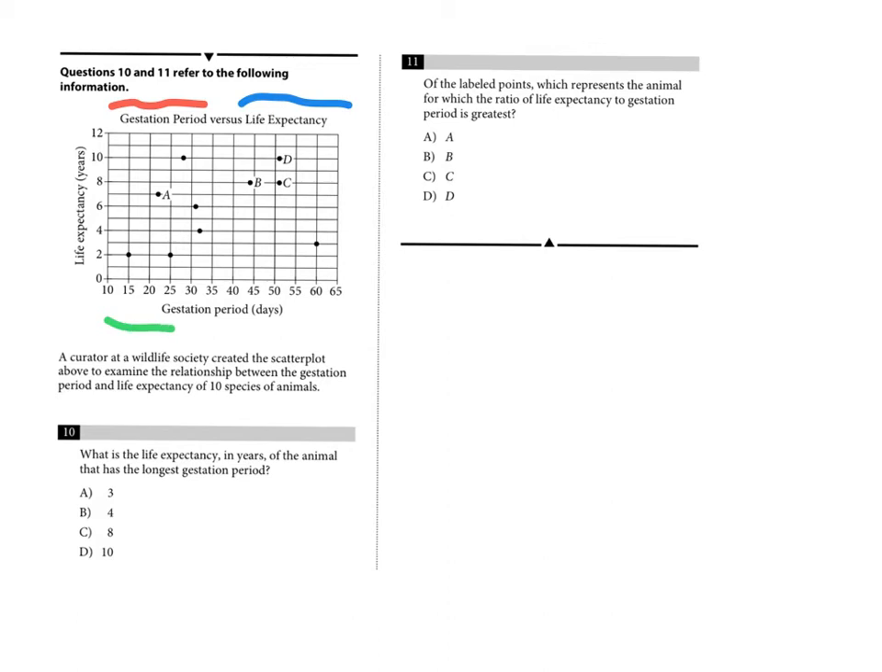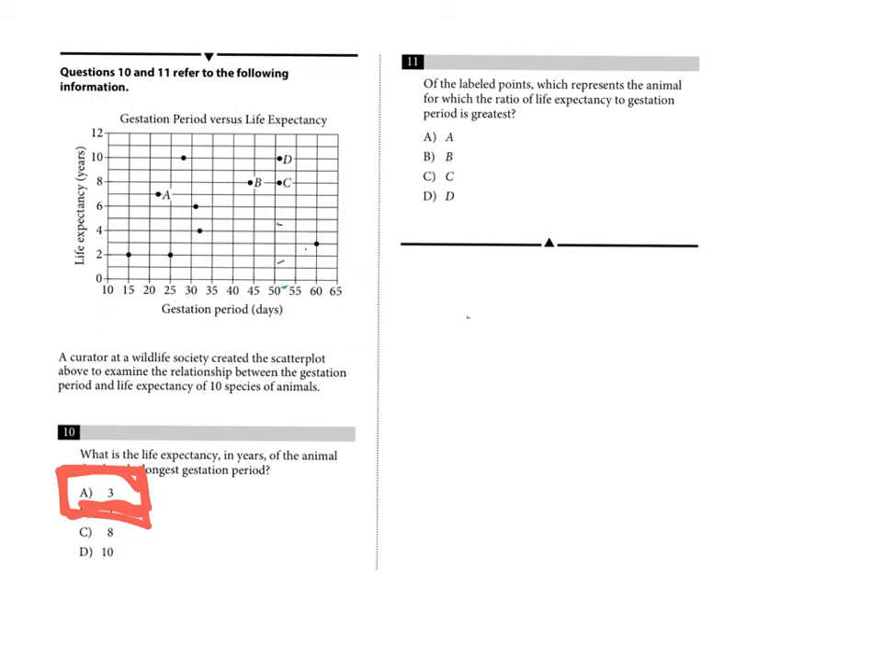expectancy in years of the animal that has the longest gestation period? Well, here the gestation period is on the bottom axis, I guess the x-axis. So the longest gestation period would be this particular point that I have there in green, right? Because, for example, letter C has a gestation period of about, I don't know, 51, 52 days. Well, here is the longest gestation period, and the question says, what is the life expectancy? So I want to read now the y-intercept there, which appears to be 3. So there, for number 10, the answer is letter A.